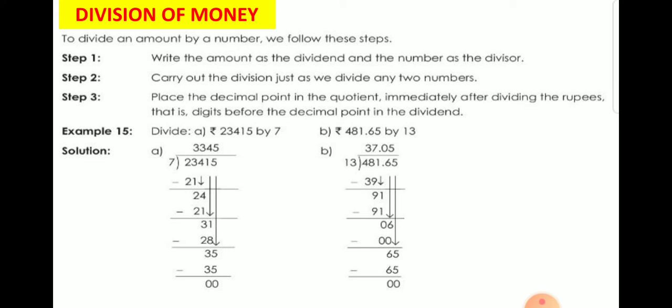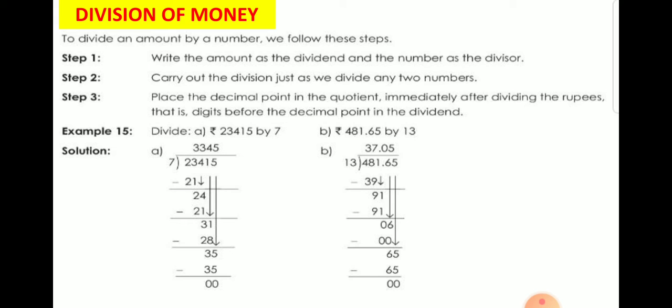Now we will bring down the last digit below, that is 5. Again we will find the multiple of 7, which should be either equal to 35 or less than 35. So yes, we know 7 5s are 35, and so we will subtract 35 from 35 and our remainder is 0. So the answer that we got after dividing 23,415 by 7 is rupees 3,345. Let us see it with another example.